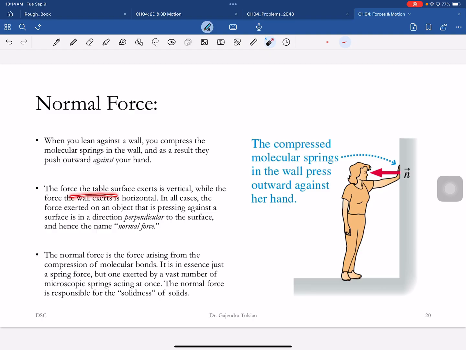The force the table surface exerts is vertical, while the force the wall exerts is horizontal. Okay. So this force is always exerted in a direction perpendicular to the surface, and hence it's called the normal force. So the normal force is the force arising from the compression of molecular bonds.